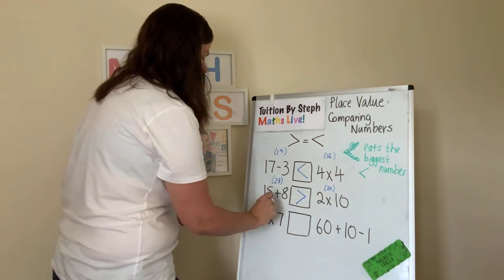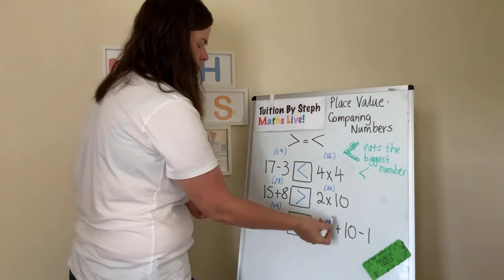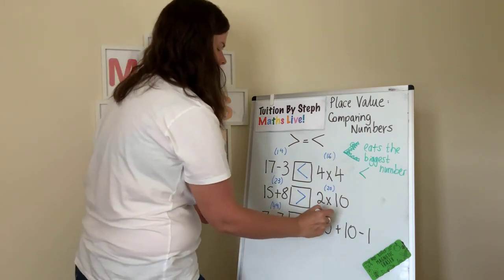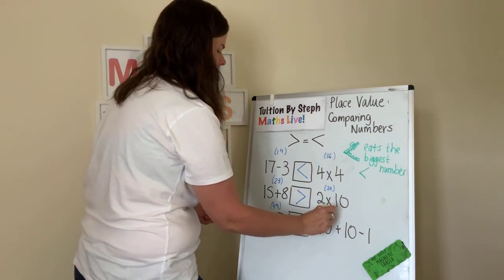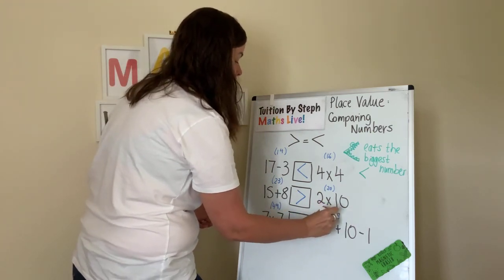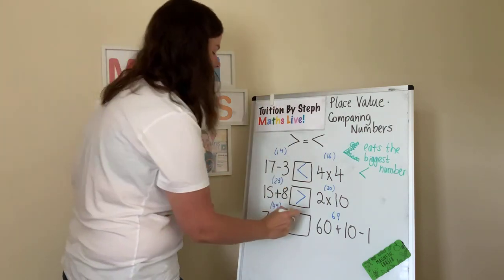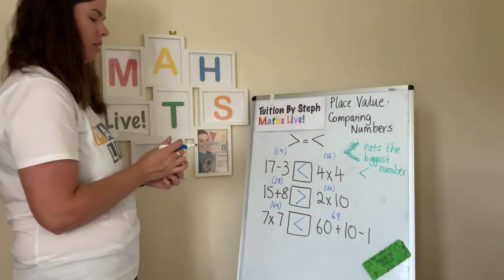7 times 7 is 49. Okay, and then this one. 60 plus 10 is 70, and then take away 1 is 69. So they both have a 9 in the units, but they have different 10s. So this is still bigger than this one.